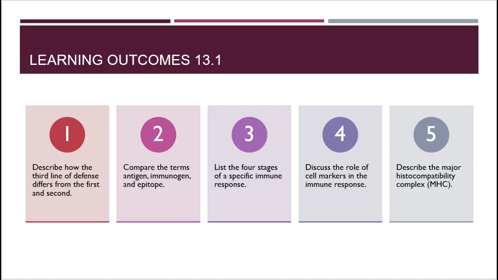There are 5 learning outcomes for this mini lecture. The first is to describe how the third line of defense differs from the first and second. 2, compare the terms antigen, immunogen, and epitope. 3, list the 4 stages of a specific immune response. 4, discuss the role of cell markers in the immune response. And finally, describe the major histocompatibility complex.